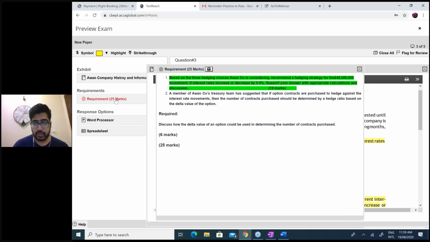In the currency question also, the question didn't ask to solve futures or options specifically. Recommend a strategy. You need to solve 3 and then decide. So based on the 3 choices Avan is considering, recommend a hedging strategy. You need to solve all 3, FRAs, futures, options, and then recommend. See, if interest rates increase or decrease by 0.9, there are 2 cases: interest rates increase, decrease.